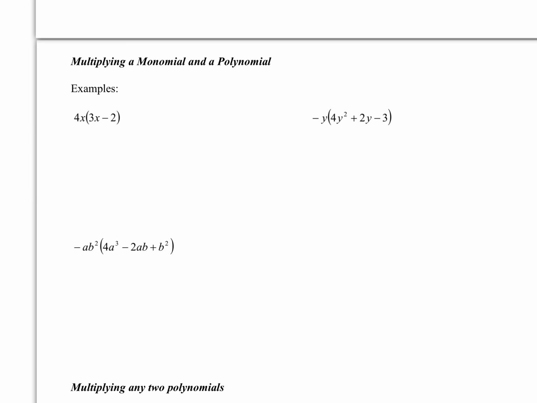So let's take it a step further now and multiply a monomial, remember that's just one term, times a polynomial. So one term times multiple terms. First example, we have a monomial times a binomial. We have 4x times 3x minus 2. And we want to distribute the monomial. So we're going to take the 4x times 3x and the 4x times negative 2.